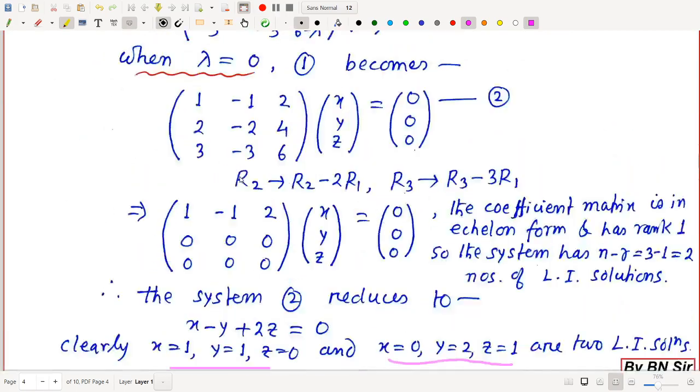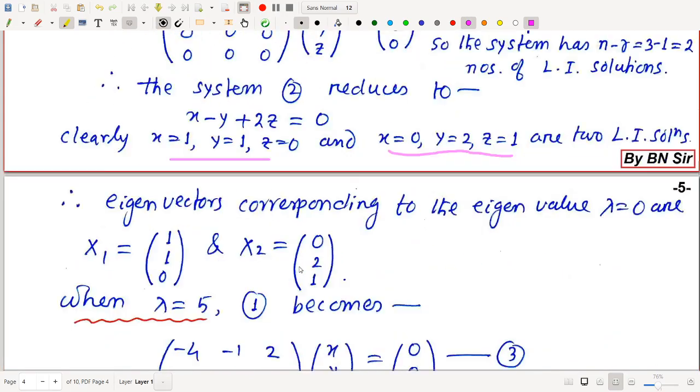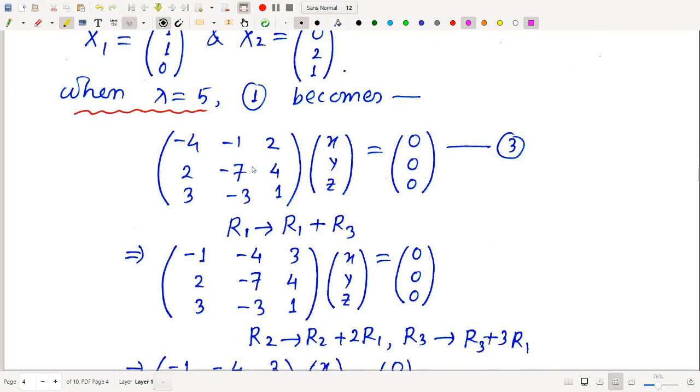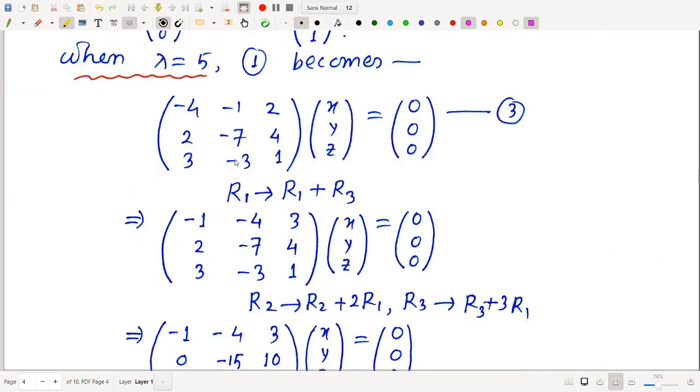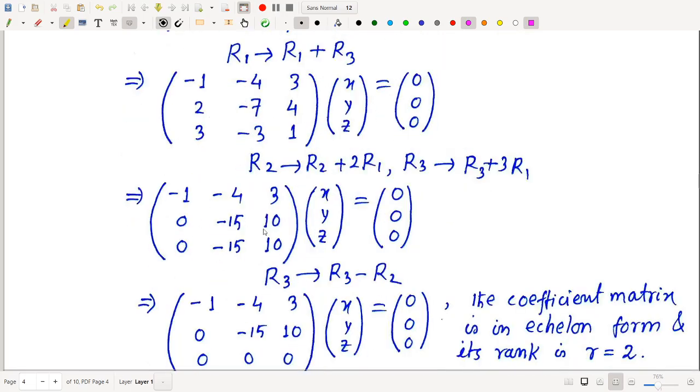When lambda equal to 5, system 1 becomes, if we put lambda equal to 5 here, diagonal minus 4, minus 7, 1, other things remaining the same. Now, we want to convert this coefficient matrix to echelon form. To bring 1 in the first position, minus 1, we do R1 plus R3: the first row changes to first row plus third row, so that it becomes minus 1, minus 4 and 3. Now we make these two elements 0 with the help of this minus 1. So the second row changes to second row plus 2 times first row, the third row changes to third row plus 3 times first row. So you get this matrix.